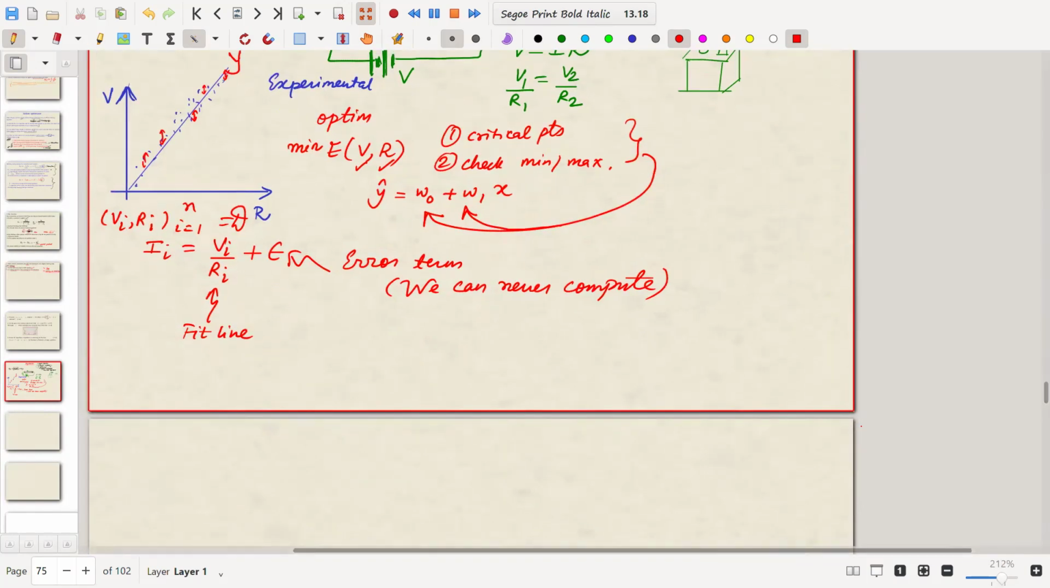The idea is due to this error. So how many equations will you have? The number of equations will be n, because you have n such data points. And how many unknowns do you have? For each observation the error will be different. How many such things do you have to take care of?